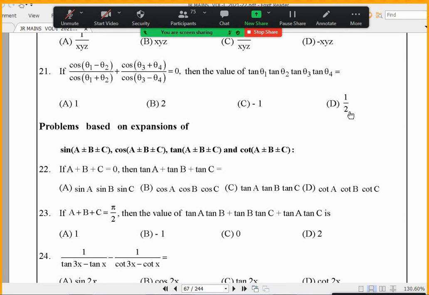Sir, in the 21st question, can we use componendo dividendo? I'll tell you how to use it. Cos theta 1 minus theta 2 by cos theta 1 plus theta 2. One fraction I'll send to that side. It will be cos theta 3 plus theta 4. Minus I can give it here or here. I'll write in the denominator: minus cos theta 3 minus theta 4.